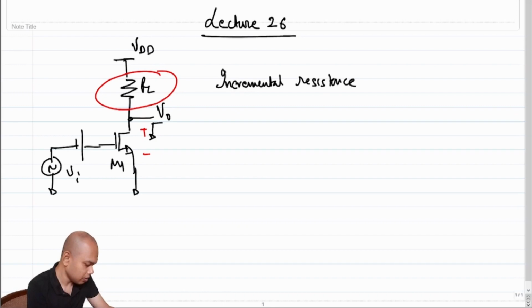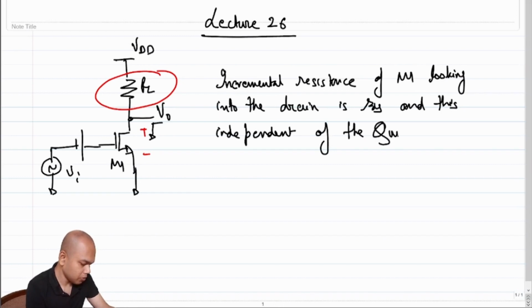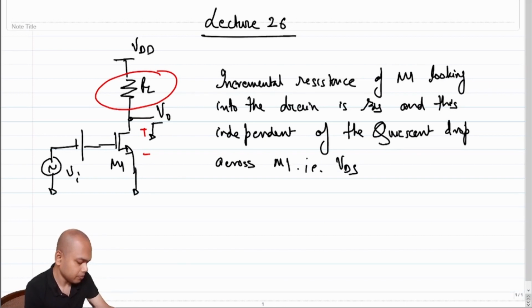So we saw that the incremental resistance of M1 looking into the drain is RDS, and this is independent of the quiescent drop across M1, i.e. VDS, right?